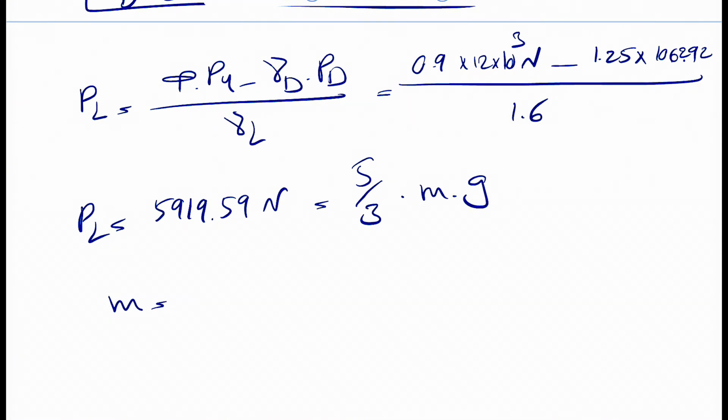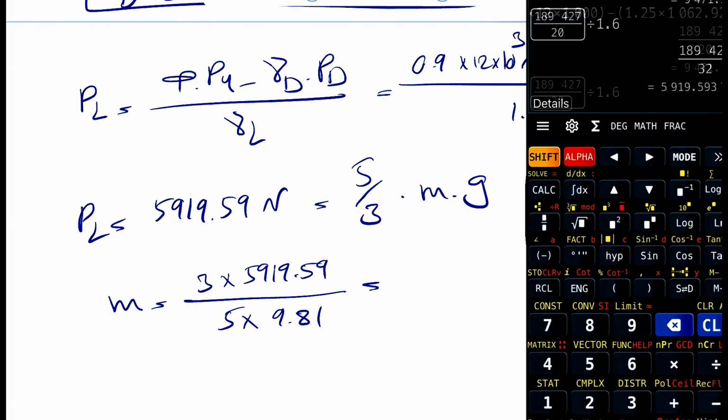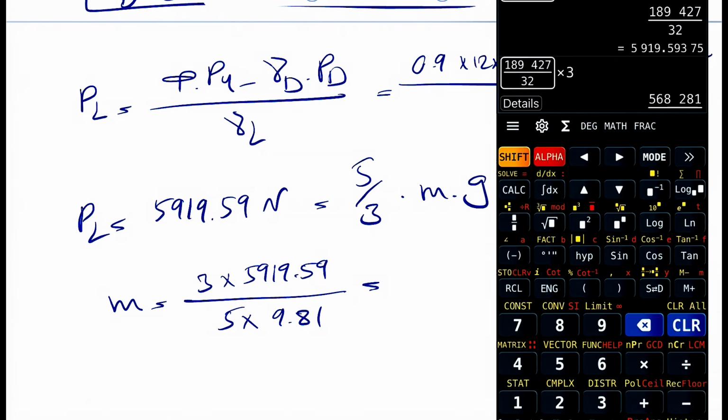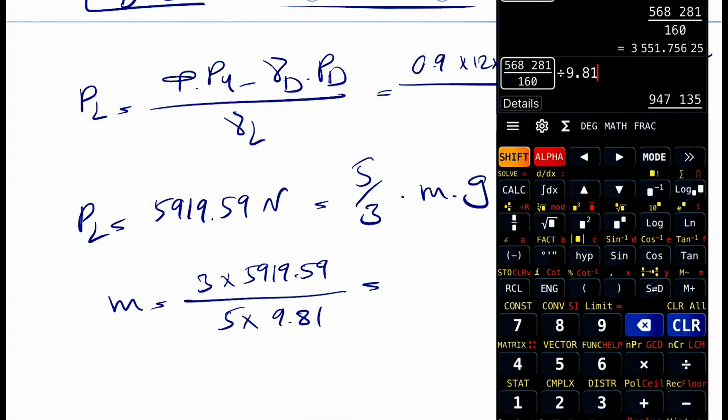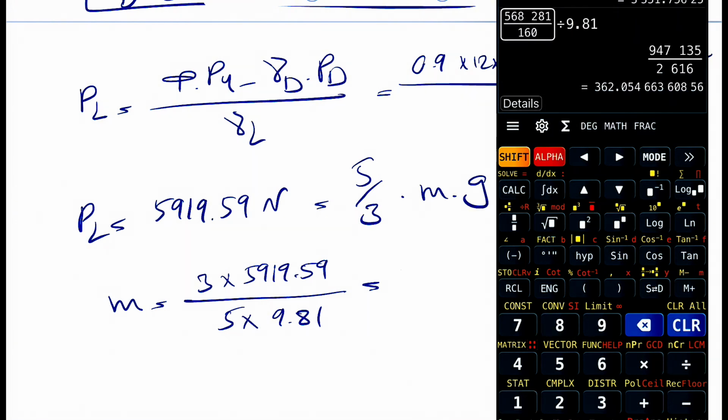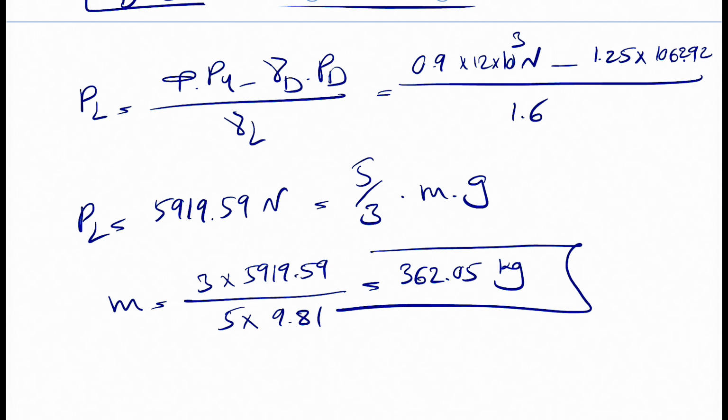And we know that PL is equal to 5 over 3 times mass times acceleration of gravity. So we should be able to find the mass in here pretty easy. 5919.59 times 3 divided by 5 divided by 9.81, where g is 9.81, and this is going to give us the mass. So this is going to be our mass, 362.05 kilograms, and that would be the load that we can put on the platform, or the allowable load.